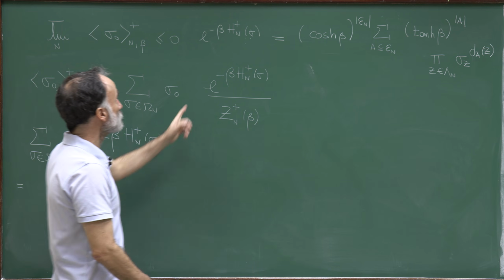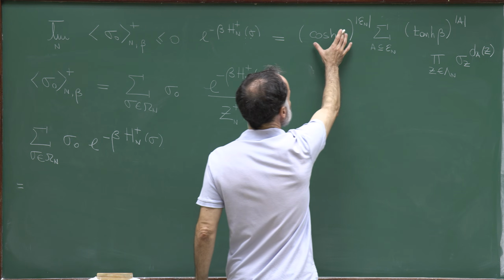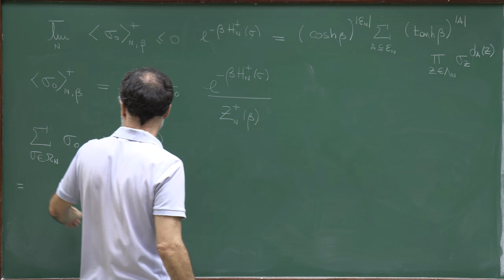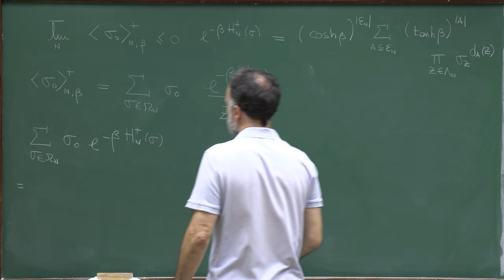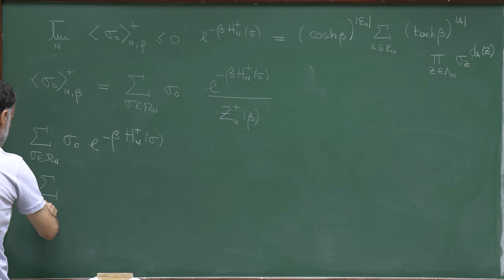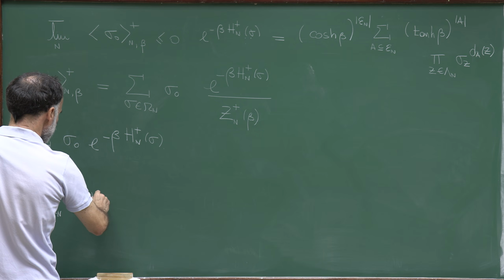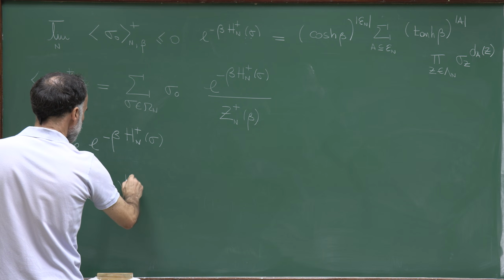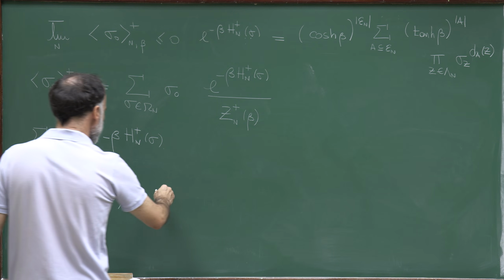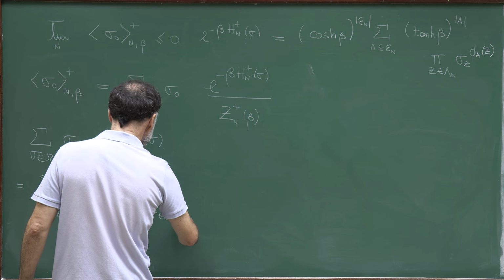So let's replace this weight by this formula. Let me forget for a while this factor, and as we did before, let's first sum in sigma and then in A. So what I have here is a sum over all A in En of the hyperbolic tangent of beta to the power number of edges in A, and then we have a sum for all sigma in omega n.